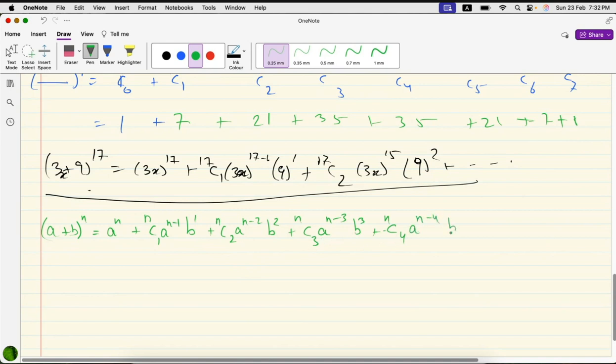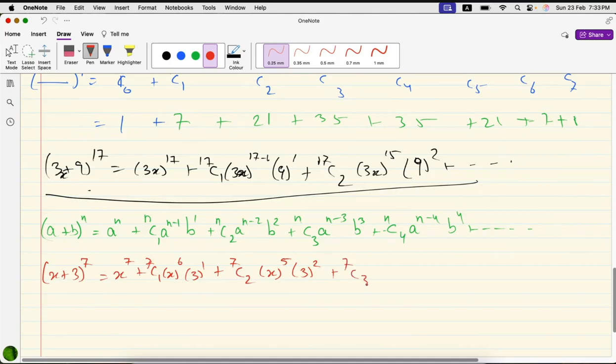A^(n-4) B^4 and it keeps going. It is easier with numbers. If I write (x + 3) raised to power 7, this is x^7 plus 7C1 x^6. I don't need to write 7 minus 1, I can write 6. These are numbers now. And B^1, plus 7C2 A^(7-2) B^2, 7C3 A^(7-3) B^3 and so on.